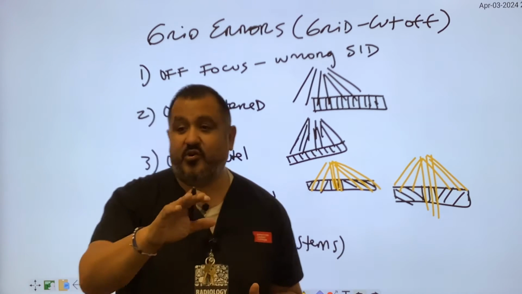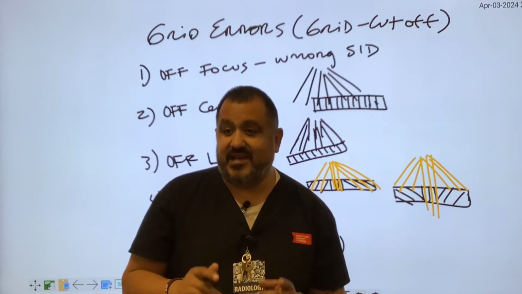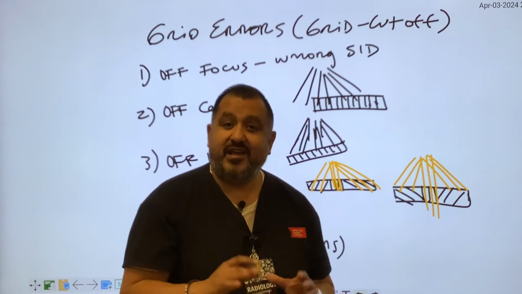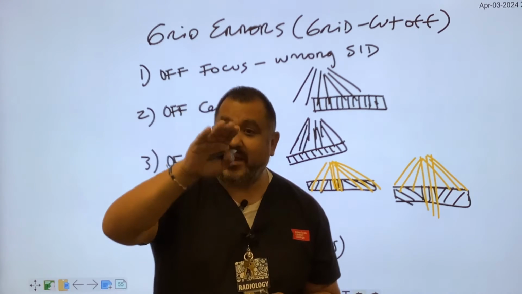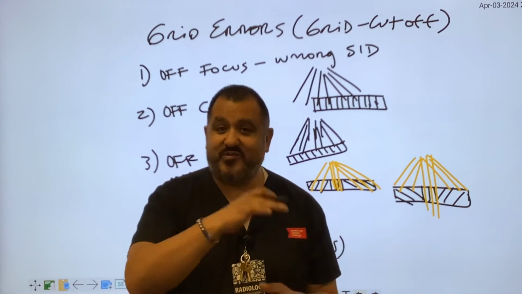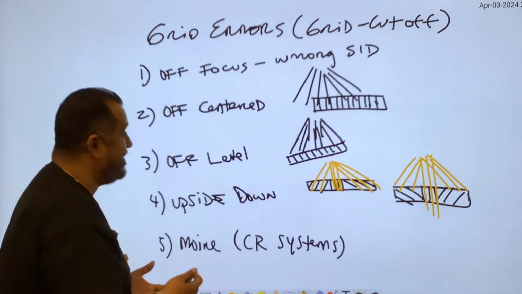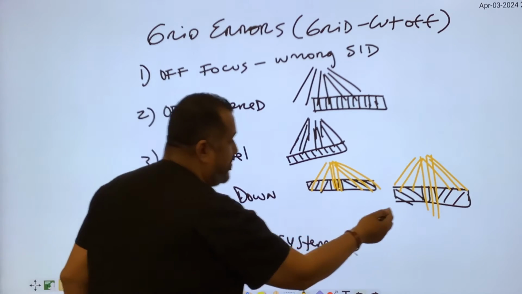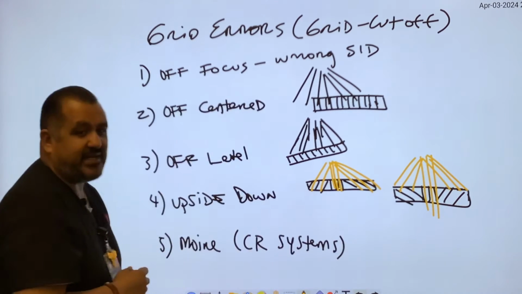So upside down grid is the easiest to detect on a grid error, because why? On an image, you're only gonna have this black band of exposure going down the middle. That's how you know the grid was taken upside down, all right? So if you only get this exposure going down the middle, it's upside down.